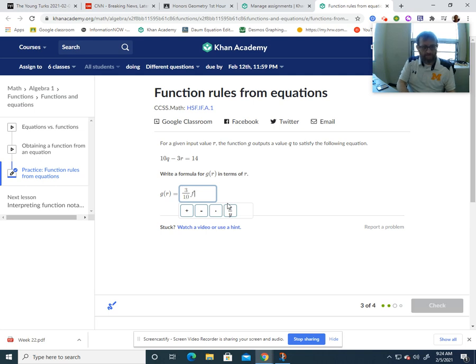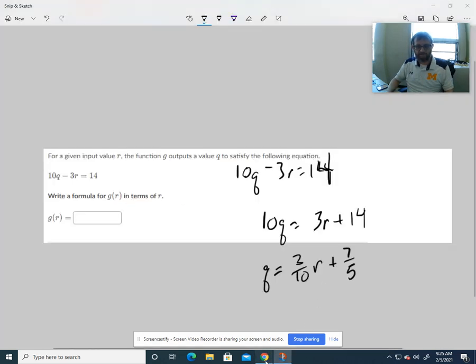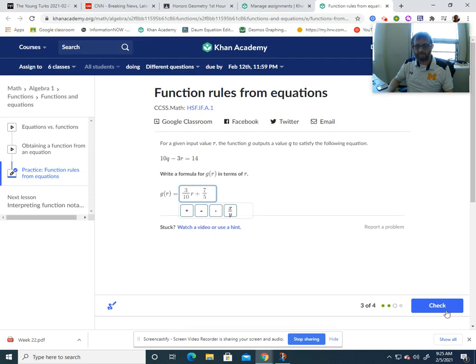3/10 r, I typed f, r plus, and then wasn't that 7/5? I'm going to go back and make sure that I have that correct. I got 3/10 r plus 7/5. That's what I want. See, it's awesome. It'll take it either way.